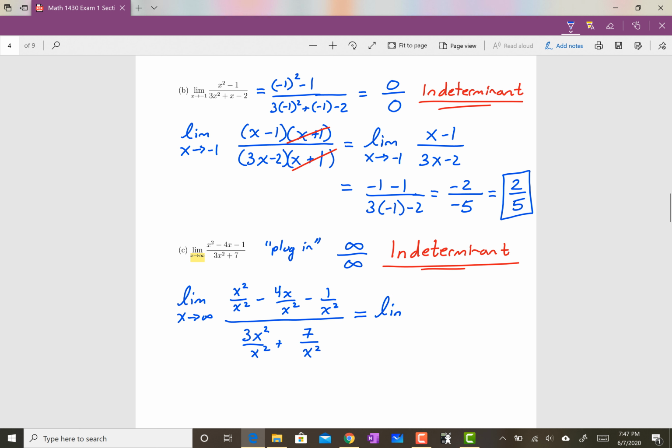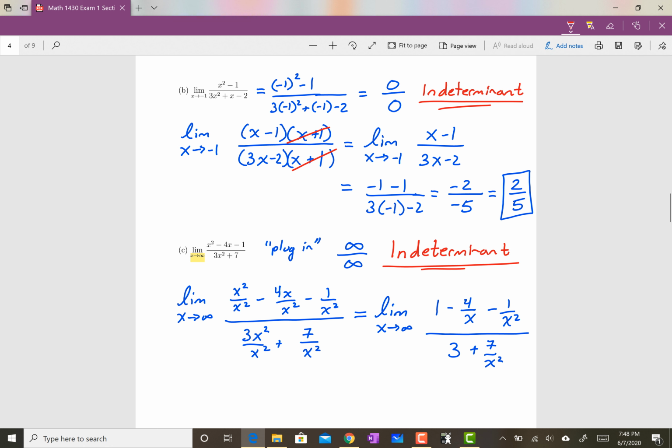So we still have the limit. Please watch my notation in all of these problems. We haven't taken the limit yet, so we have to keep it in front of the expression. We have the limit as x goes to infinity. Now x squared over x squared, that's just 1. 4x over x squared will be minus 4 over x. And the last term cannot simplify. In the denominator, 3x squared over x squared is just 3, and 7 over x squared does not simplify.